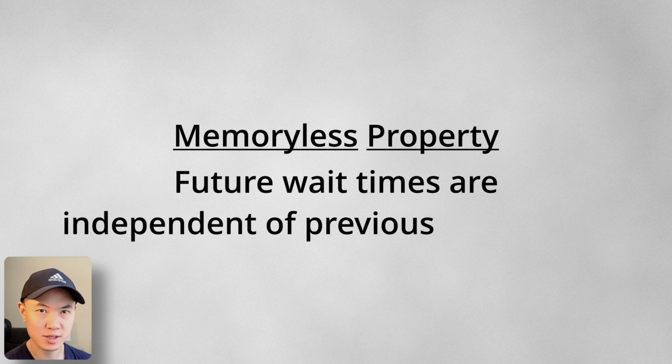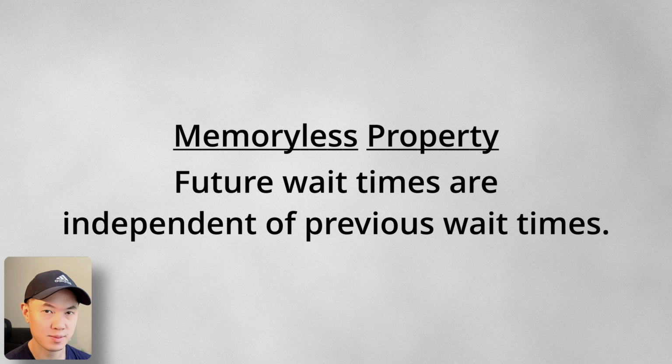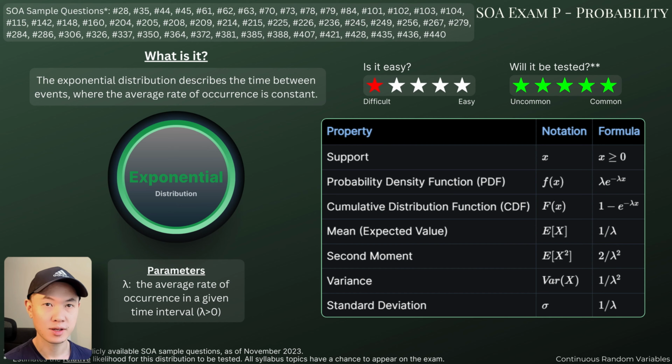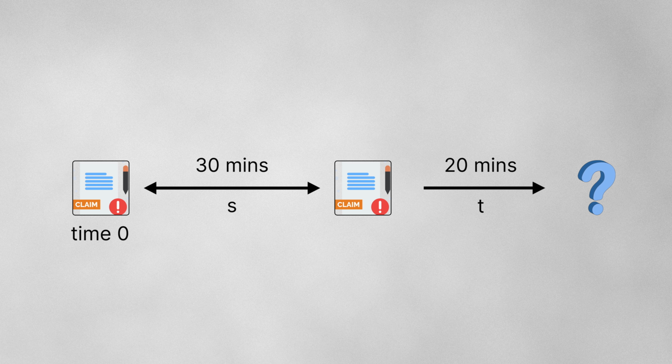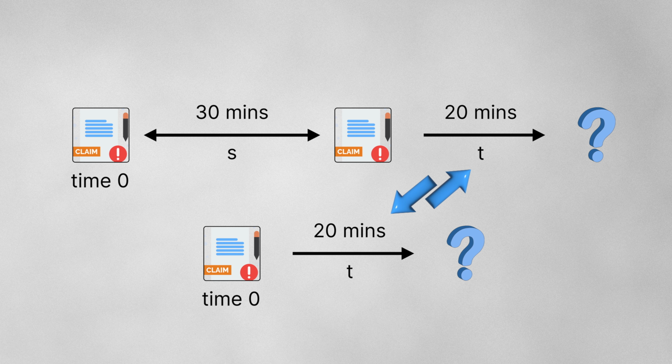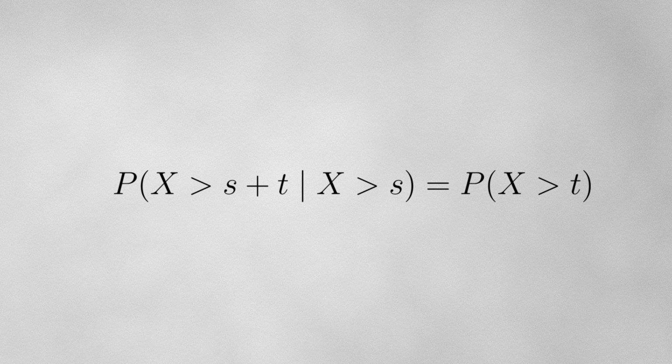And what the memoryless property states is that future wait times are independent of previous wait times. So for example, if we've already waited 30 minutes between claims and we wanted to calculate the probability that we need to wait another 20 minutes, then that would be the same probability as if we hadn't waited at all and had to wait 20 minutes. And this property can be explained with a mathematical formula using conditional probability.